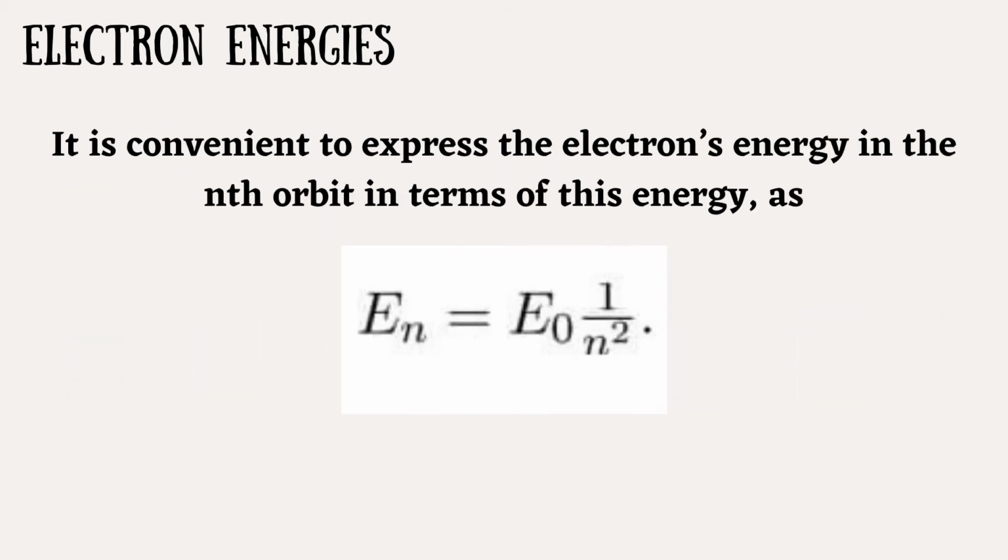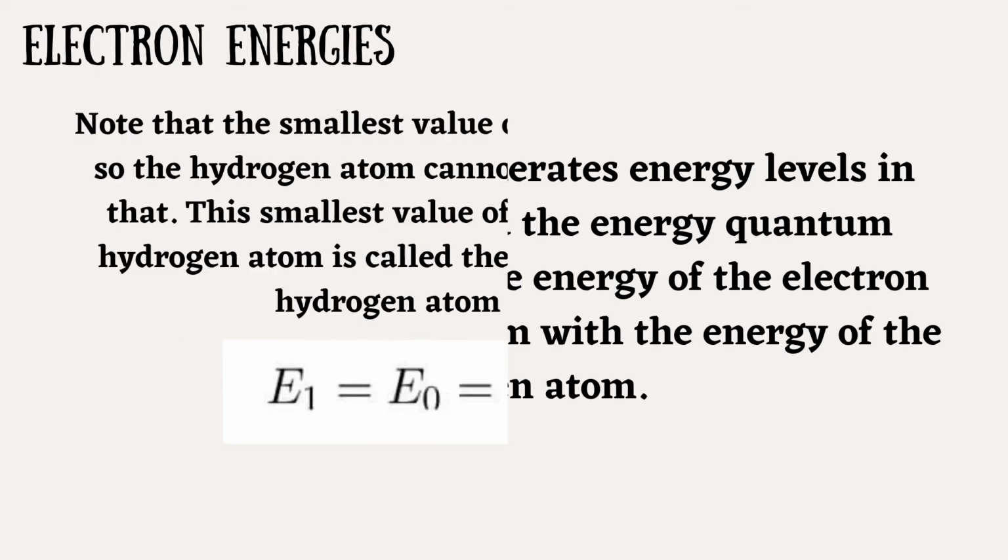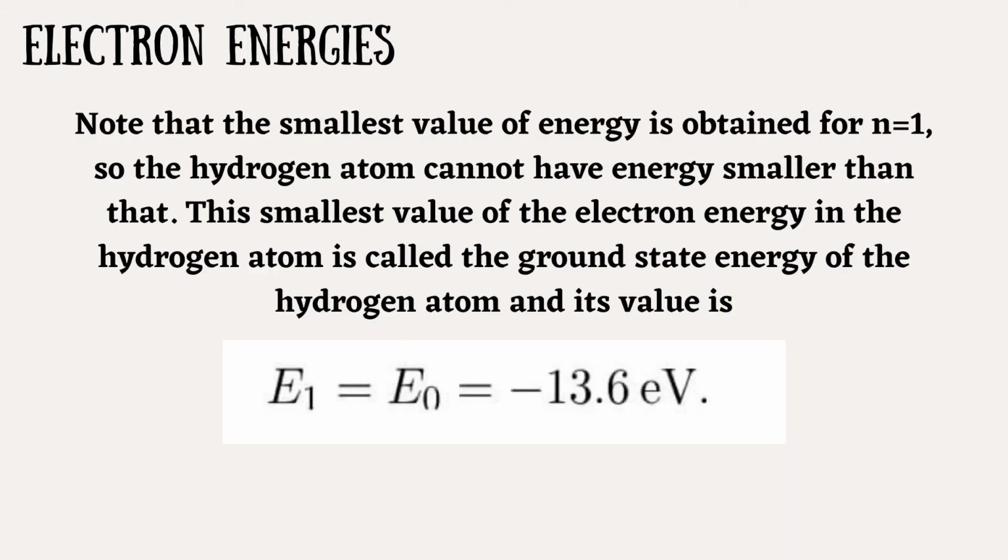It is convenient to express the electron's energy in the nth orbit in terms of this energy as E sub n equal to negative E0 times 1 over n squared. The index n that enumerates energy levels in Bohr's model is called the energy quantum number. We identify the energy of the electron inside the hydrogen atom with the energy of the hydrogen atom. Note that the smallest value of energy is obtained for n equal to 1. So the hydrogen atom cannot have an energy smaller than that.